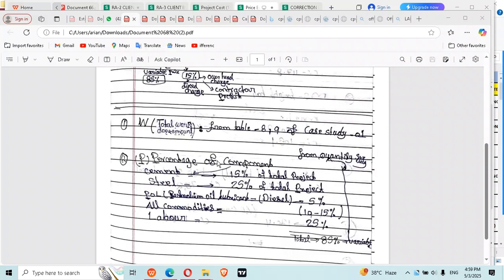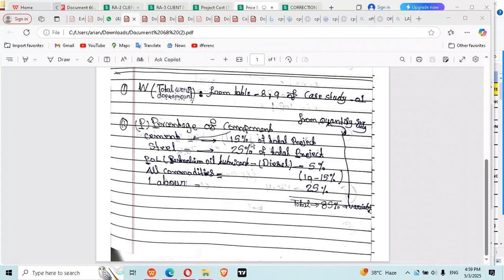So next, what do we have? P, percentage of component. How can we understand it, and where did we get these percentages from? So we can get it from the quantity survey.